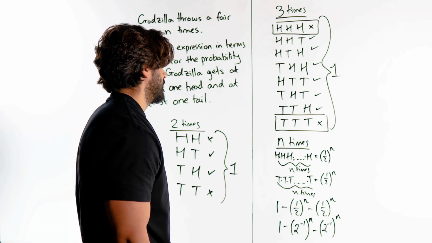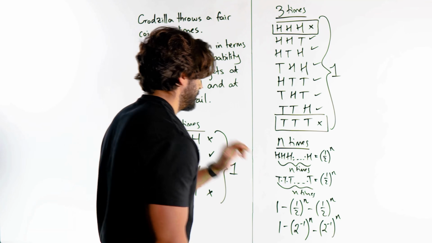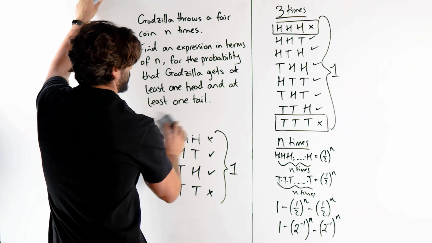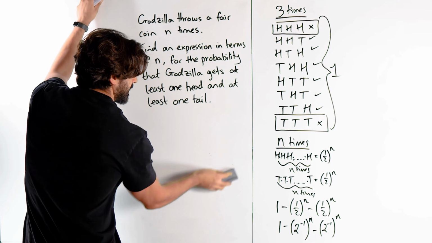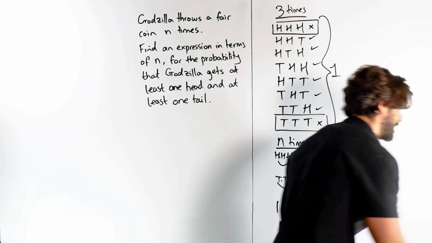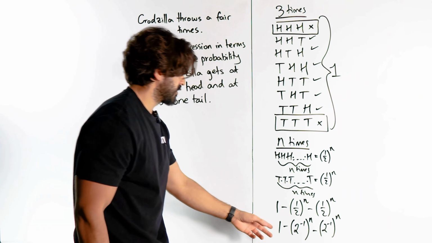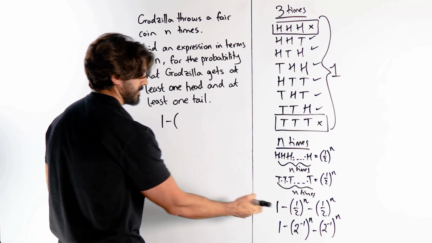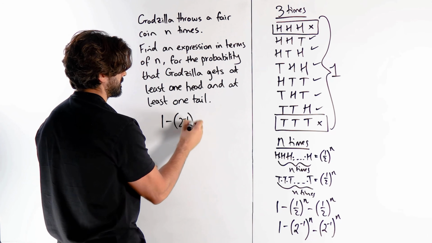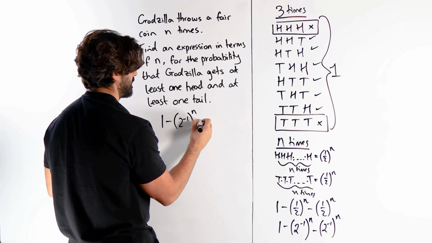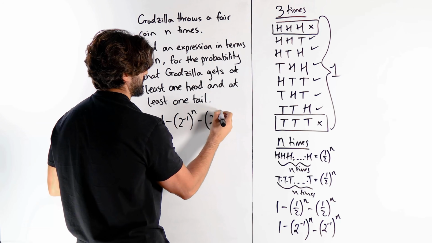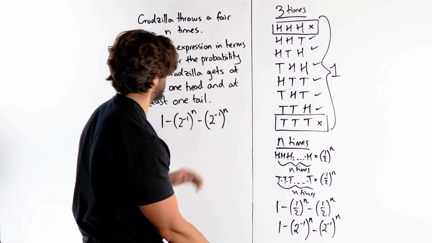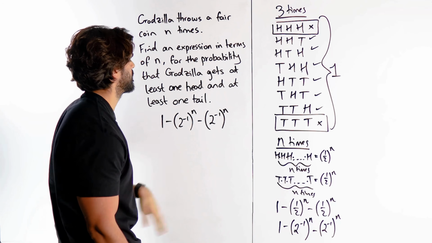So 1 minus a half is 2 to the minus 1 to the power of n, subtract 2 to the minus 1 to the power of n. Yeah, it just means reciprocal. So by the way, like I said, this is a fine answer. I'm just going to simplify it because that's the mathematician in me.